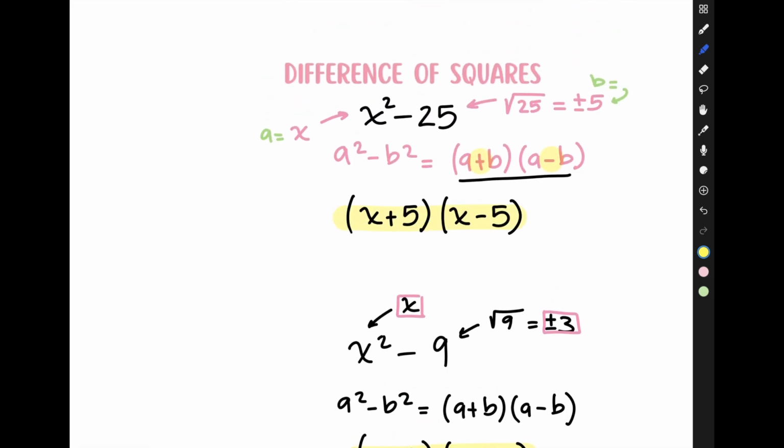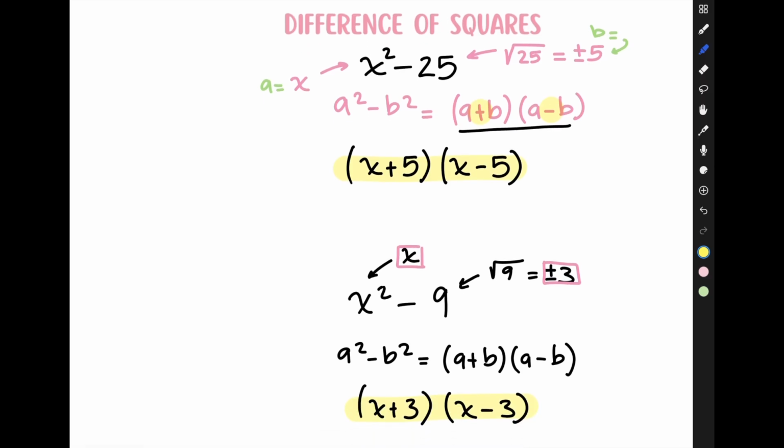This will work for any square such as 4, 16, 25, and 9 like we did in this example. And it's pretty simple because all you have to remember is this right here.